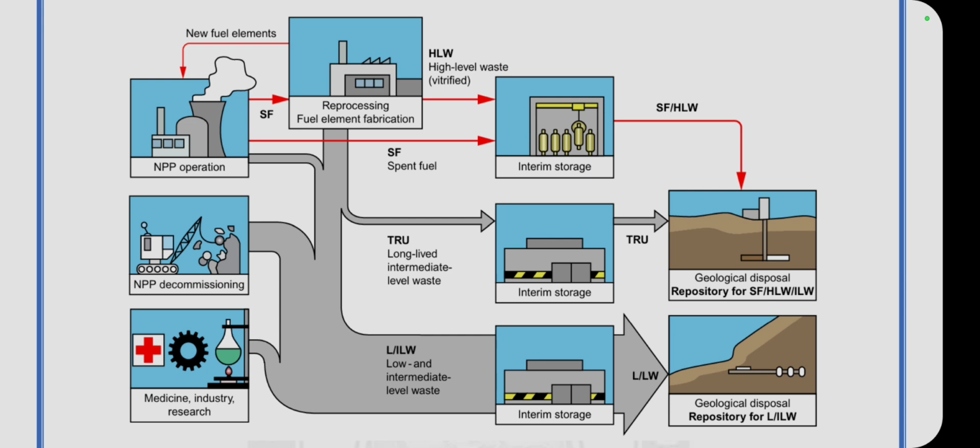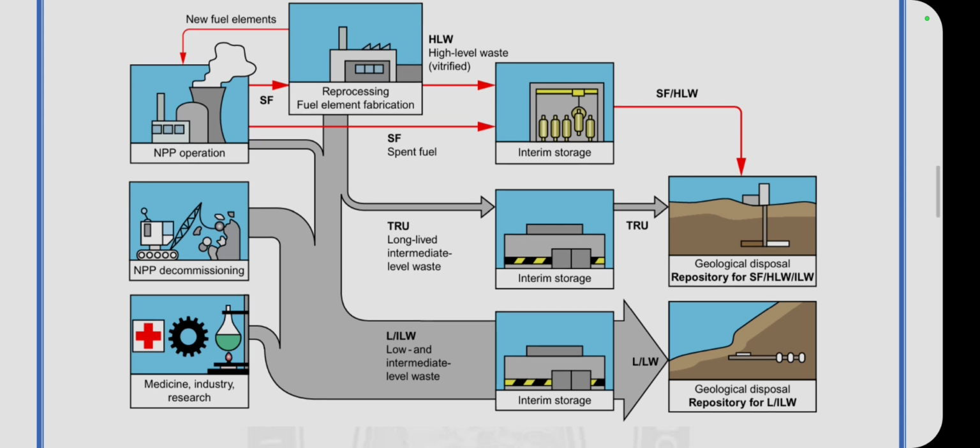So there are three interim storages, which come from the NPP operations, NPP decommissioning, and medicine, industries and research. Then the low and intermediate level waste goes to the geological disposal repository for ILW.